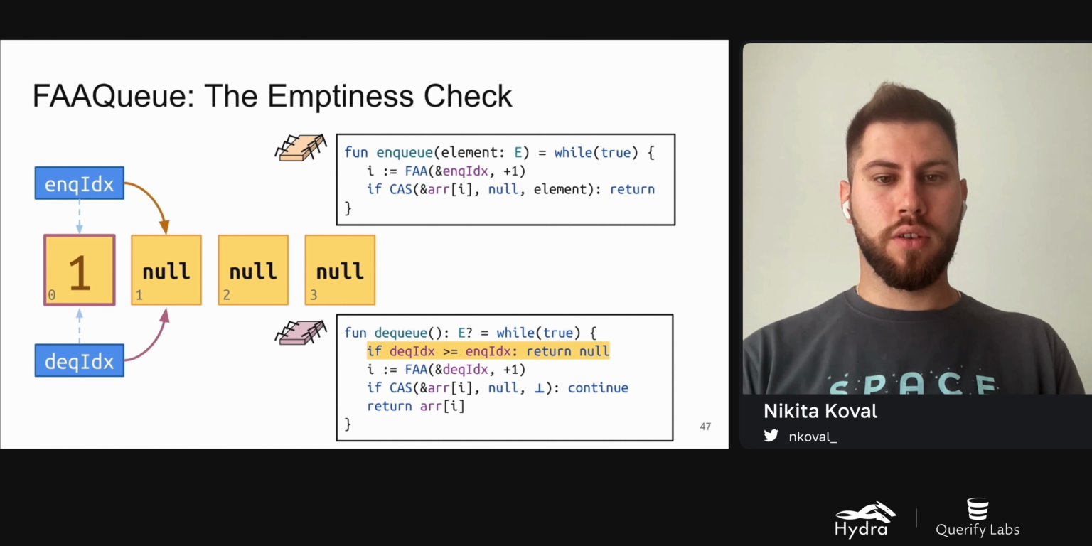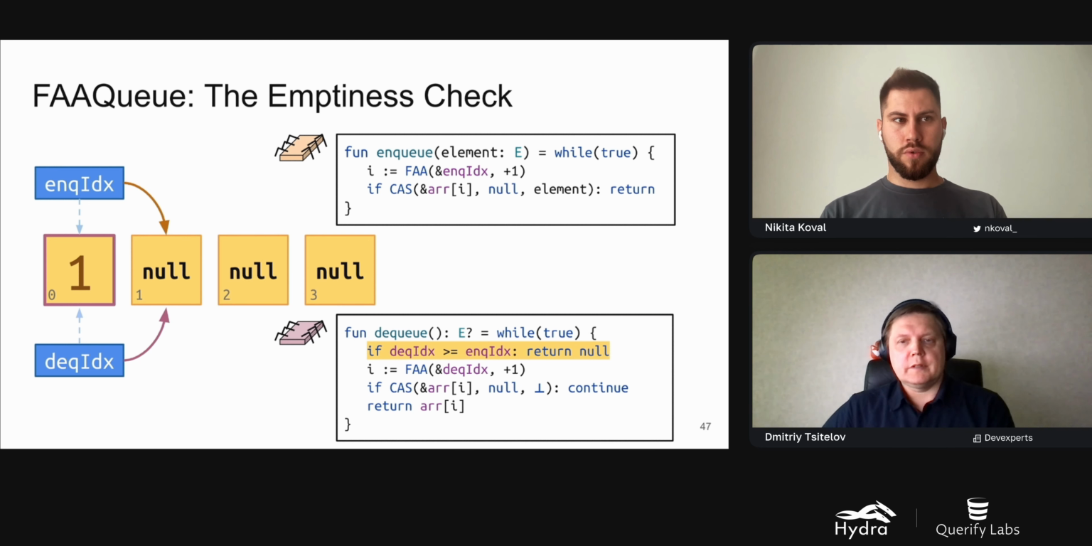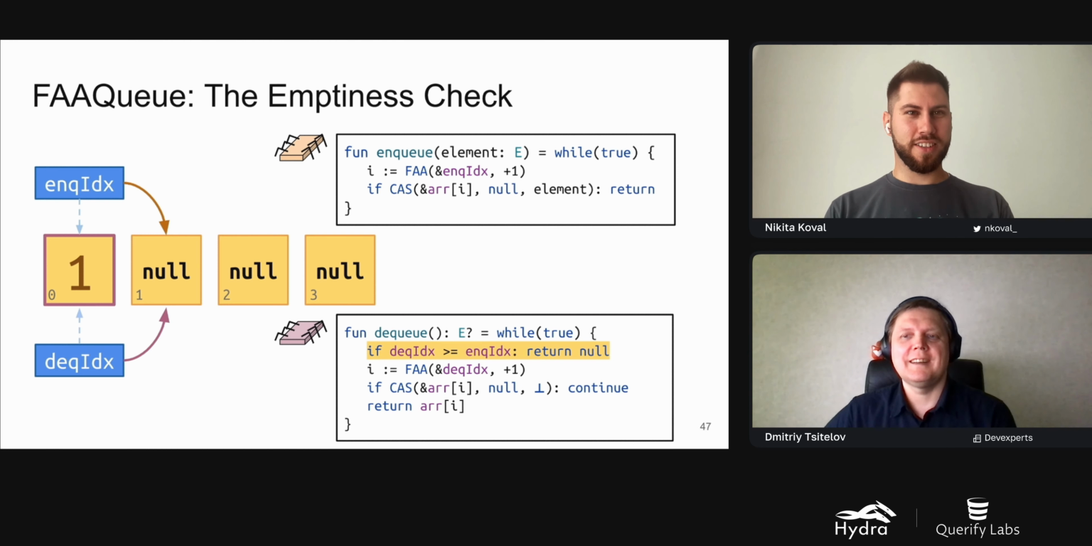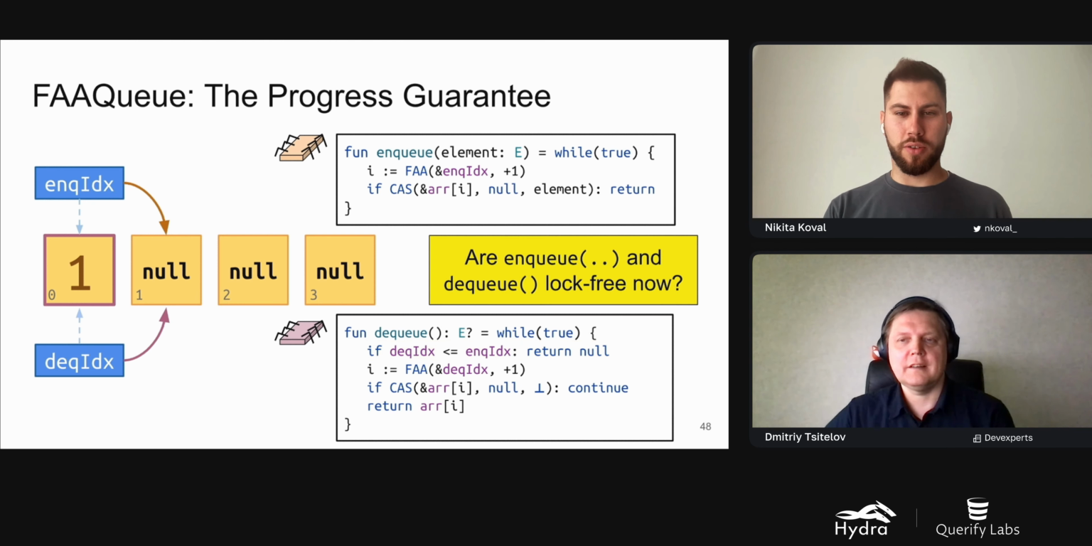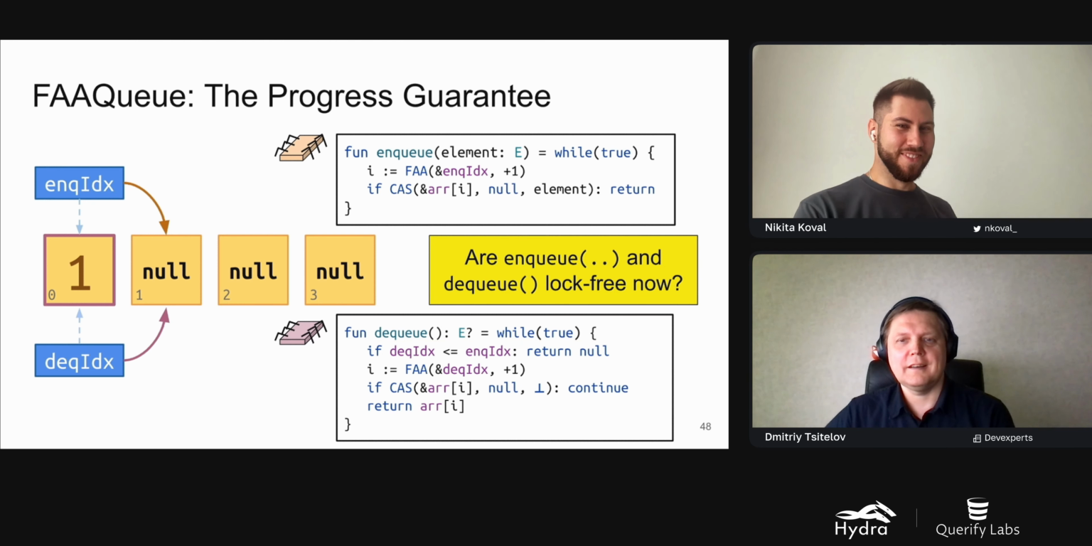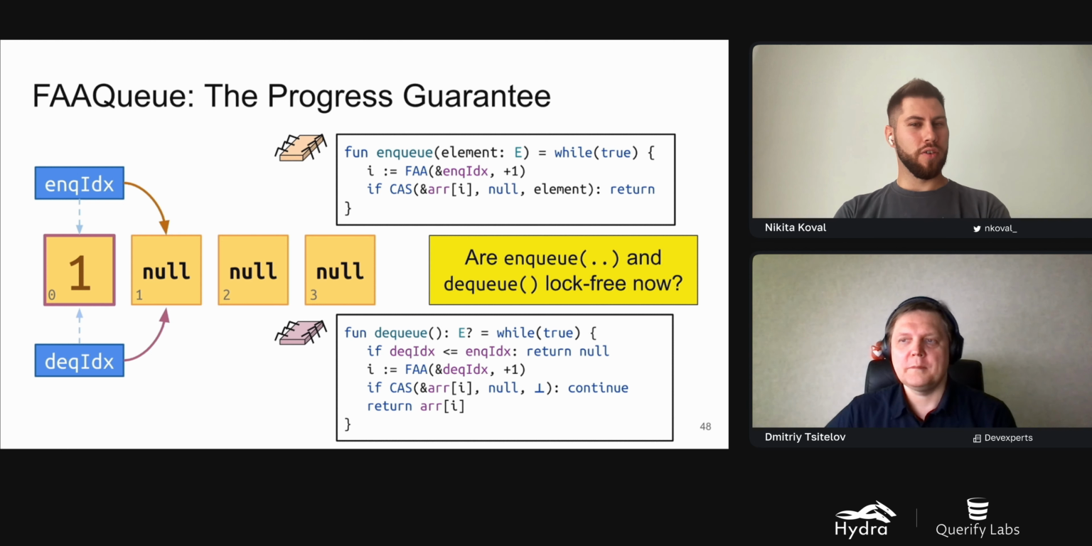And do you have any reasons why this algorithm has a progress guarantee or doesn't have? We'll discuss this right now. Okay. But that's a good question, actually, because it seems like the algorithm is non-blocking. So here's the question. Are enq and deq operations lock-free? So we fixed the blocking behavior, right? Or is this algorithm still blocking?